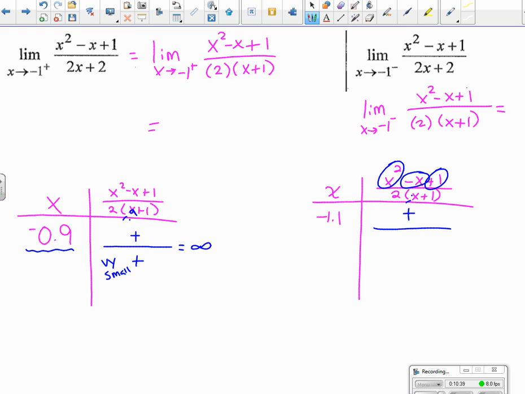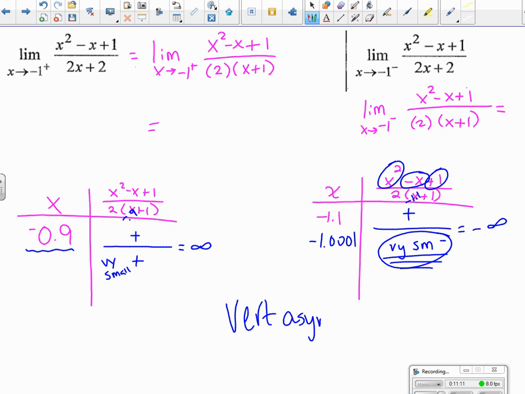On the bottom, if I have negative 1.1 going in there, that would be a negative value multiplied by 2. This will turn out to be super small and negative, because just pretend you have a number that's even closer to negative 1 from the right, or from the left side. It's going to be a very, very small number in our denominator, and that will turn out to be negative infinity. And I think we can justify the fact that we're going to have a vertical asymptote at x equals negative 1. From the left and from the right, it's approaching infinity and negative infinity.